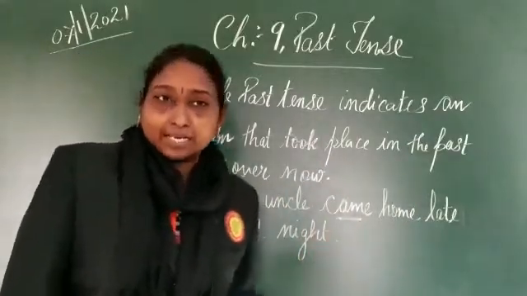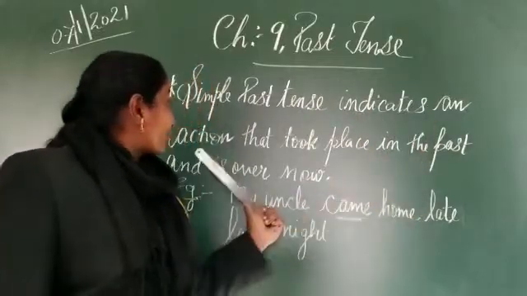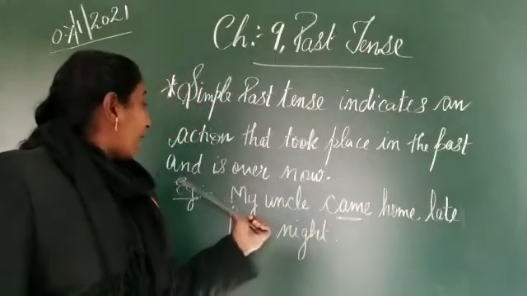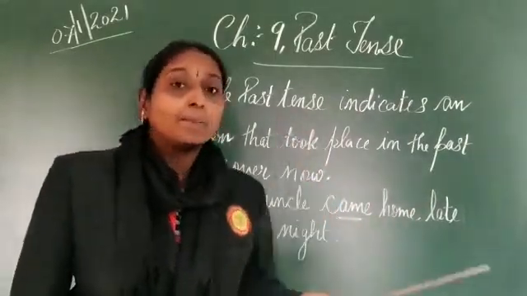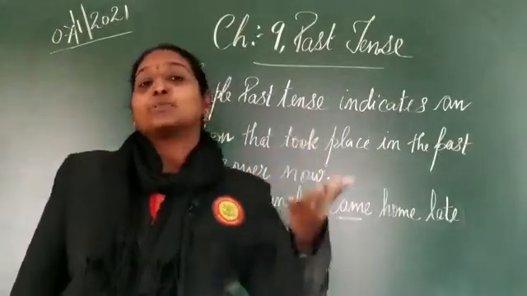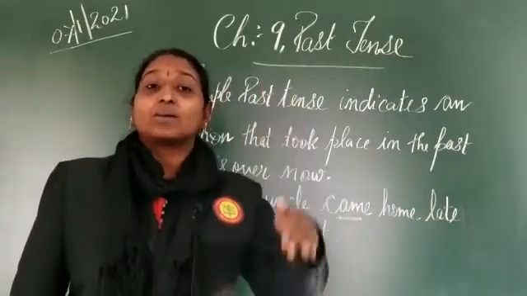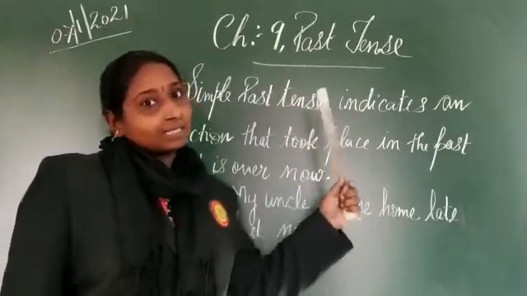See, I am repeating again. The simple past tense indicates an action that took place in the past and is over now, is known as a simple past tense. That means whatever action you have been doing, you have started and you have just finished the work right now, is known as a simple past tense.